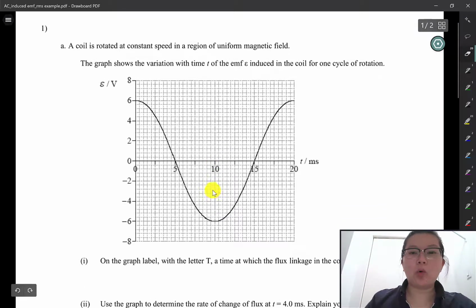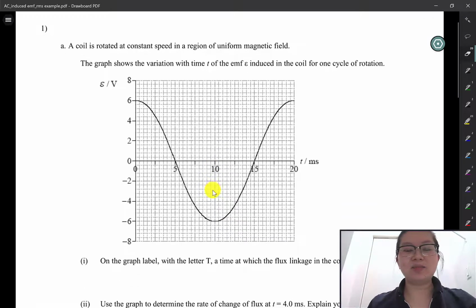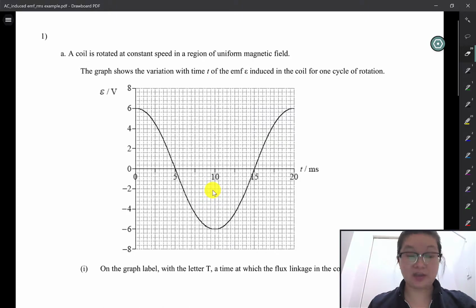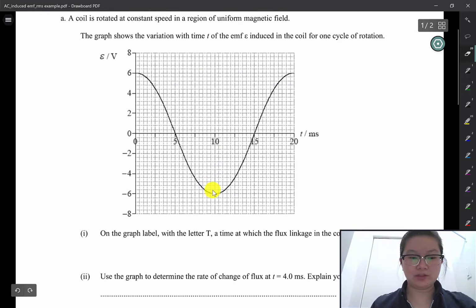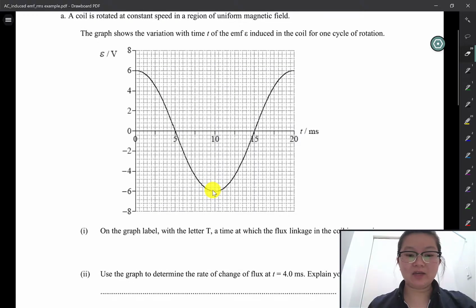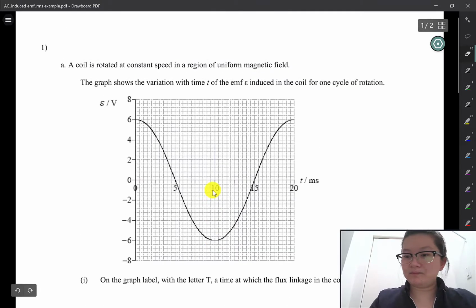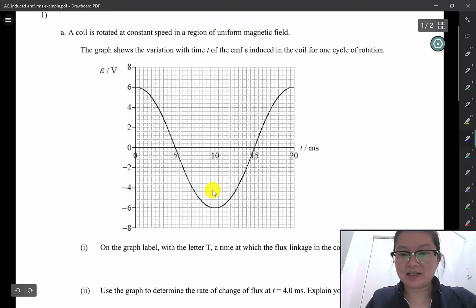Here we have a coil rotating at a constant speed in a region of uniform magnetic field. The graph shows a variation with time of the EMF induced in the coil for one cycle of rotation. On the graph, label with letter T a time at which the flux linkage in the coil is at a maximum. So I'm going to draw a diagram here to help us explain why this is the case.